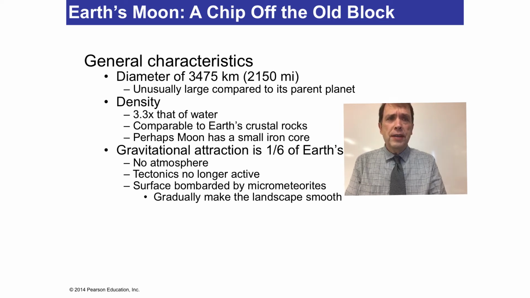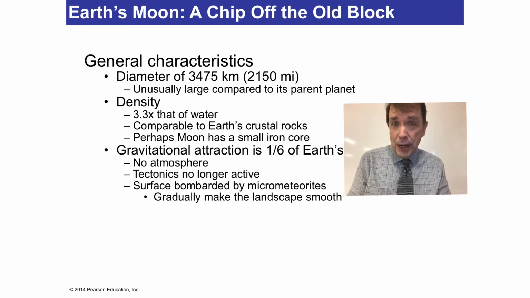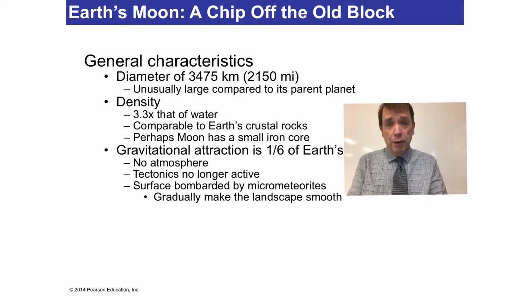You're going to see that the diameter of the moon is much, much smaller than the Earth. We've got about 1/6 of the gravity on the moon that there is on Earth, so we have much less. It's a much smaller planet-shaped object than the Earth is.